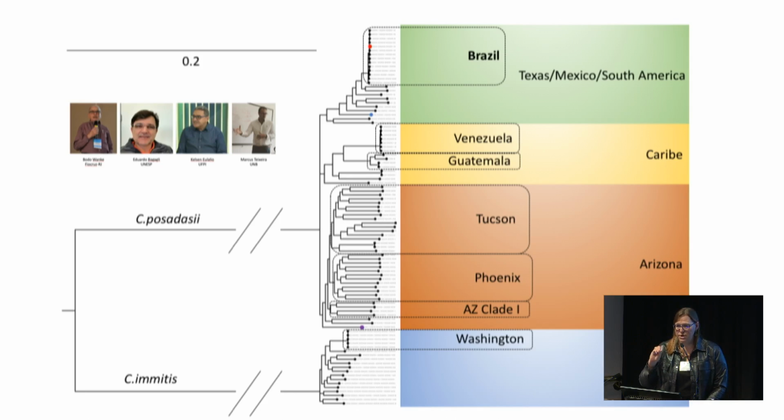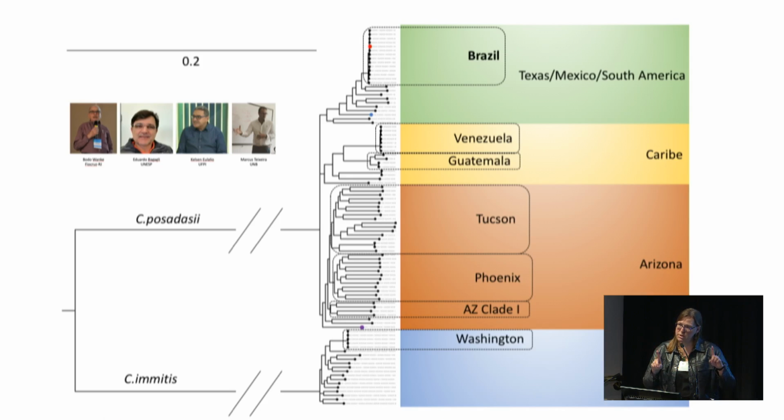So these are color-coded, just again, so you can see them very easily, where we have this Texas, Mexico, South America clade within Posadasii. We have a separate clade for Venezuela, Guatemala, which we have called the Caribbean clade. And then we have an Arizona clade. And then in blue here is all the Immitis isolates. So you can see a couple of different patterns.